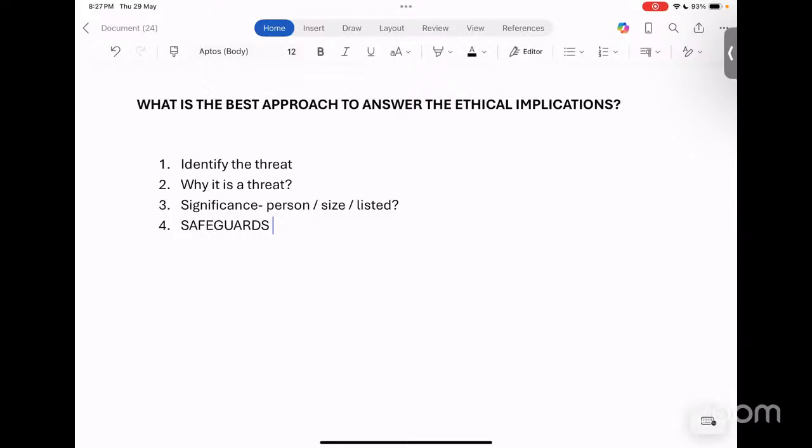Now, if I talk about a very general situation, which is tested over and over again in AAA, it's about non-assurance services.